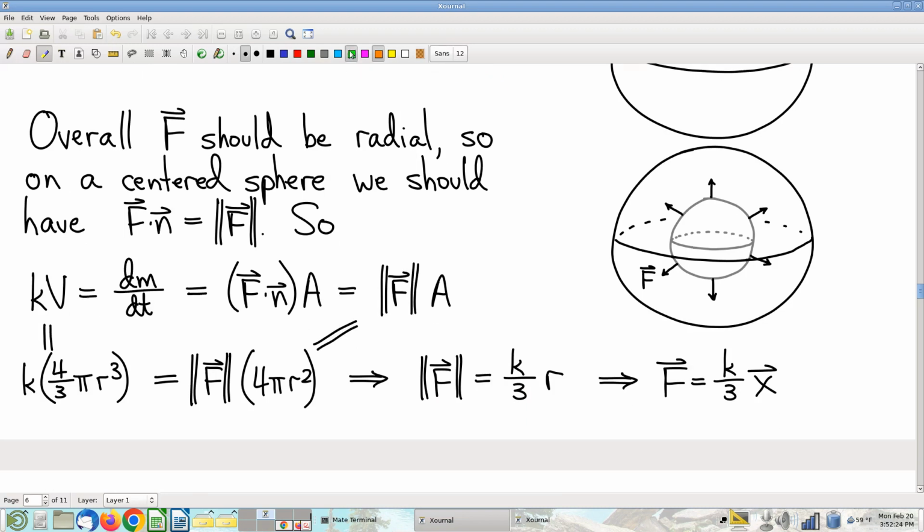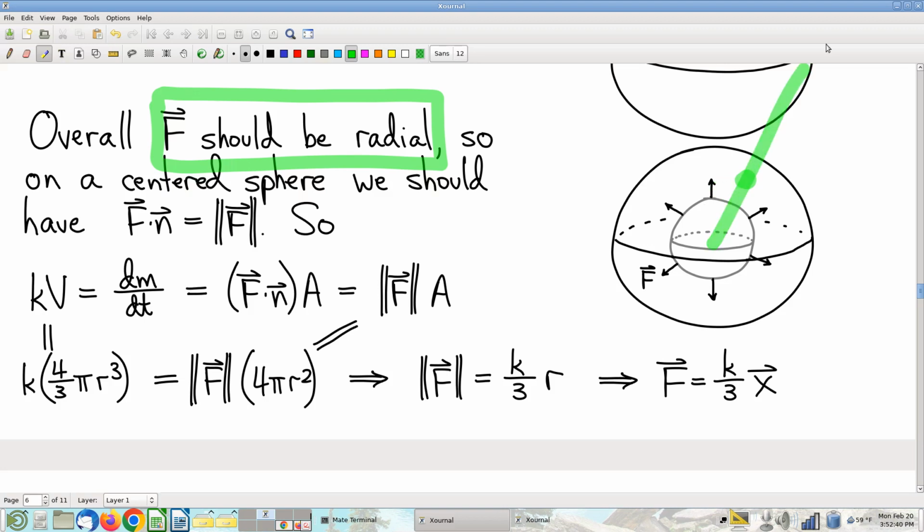The next observation I'm going to make is that the vector field representing the flow should be radial. This is just an intuitive appeal. I don't want to spend a lot of time on this, but at a given point, wherever I might happen to be, if that's the radial line from the center at that point, which direction is the vector field going to point?